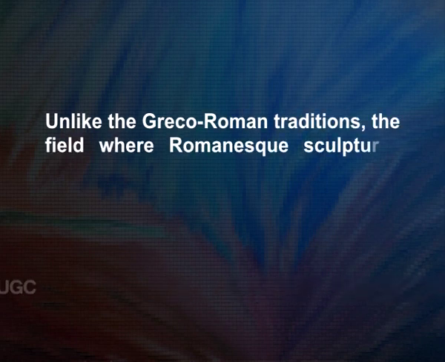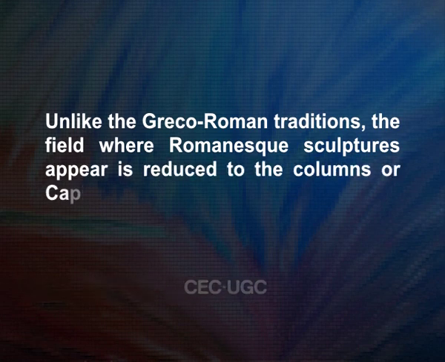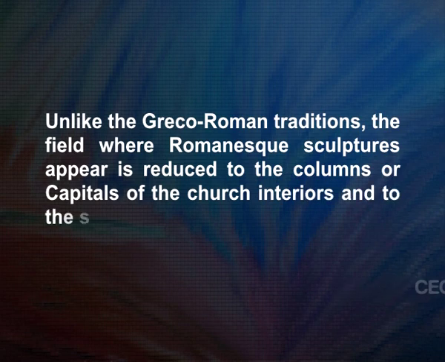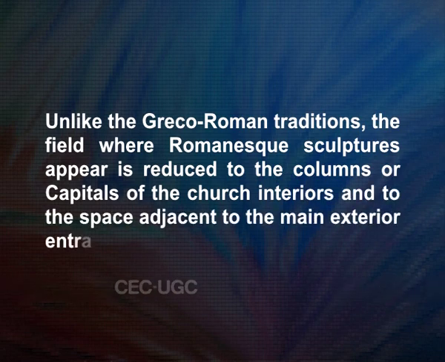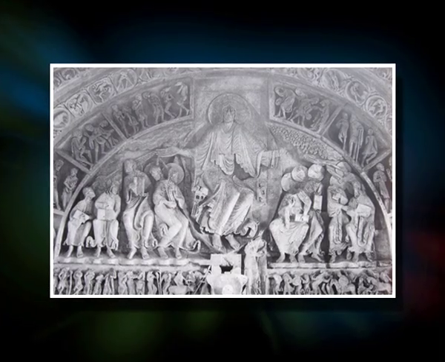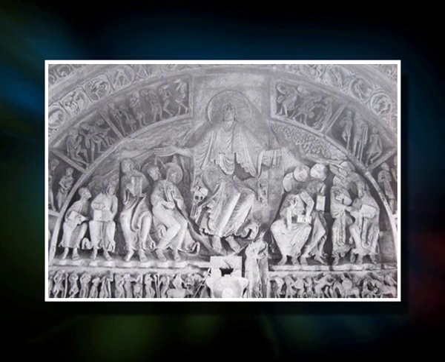Unlike the Greco-Roman traditions, the field where Romanesque sculptures appear is reduced to the columns or capitals of the church interiors and to the space adjacent to the main exterior entrance of the church. Again, we must note that the basic idea that shaped the Romanesque sculptures was not to decorate the stone edifice. Rather, the sculptures were meant to serve a definite function rooted in the idea of conveying messages from the Bible. The field above the lintel of the main entrance of the church, consisting of a large semicircular relief, is a hallmark of the Romanesque portal.